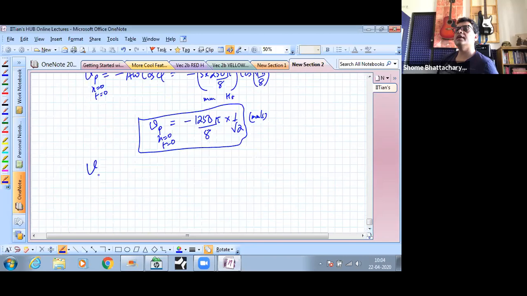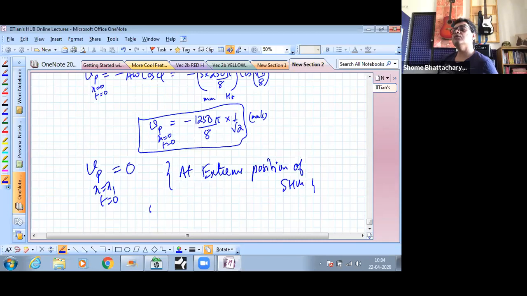Particle velocity at x equal to x1, t equal to 0 should be coming out to be 0 because you were at extreme position of the SHM. The particle at that point x1 was at the extreme position, and similarly the particle velocity at x equal to x2, t equal to 0 should be coming as plus a omega.